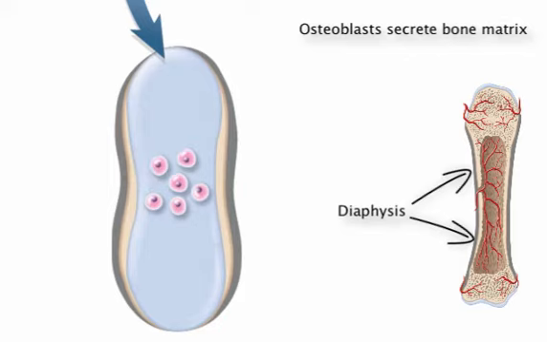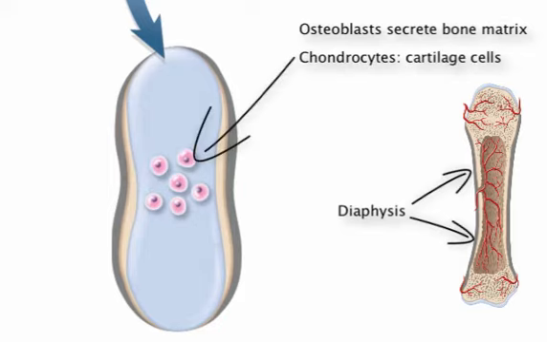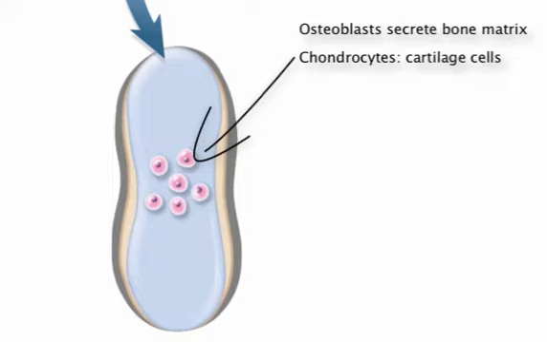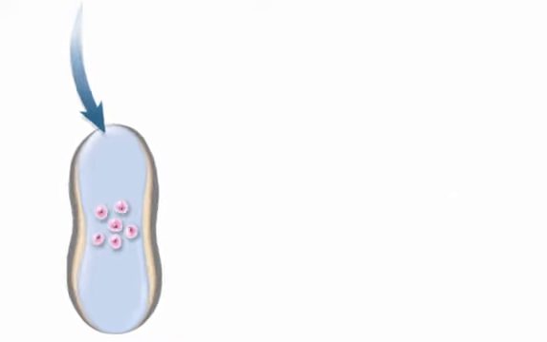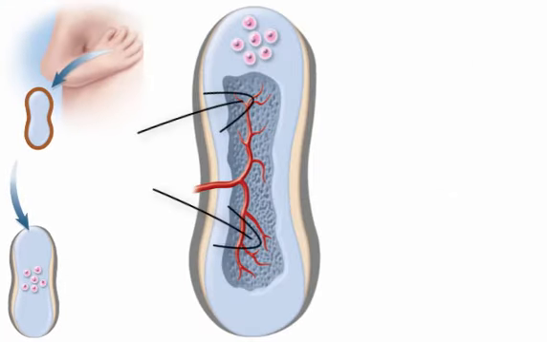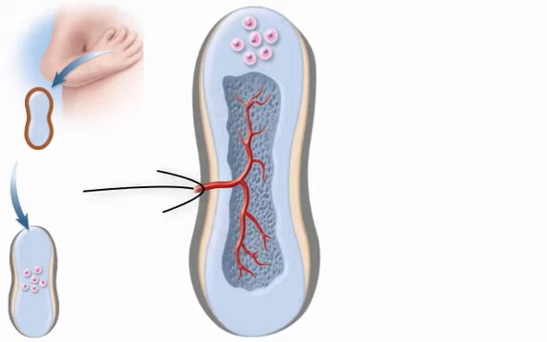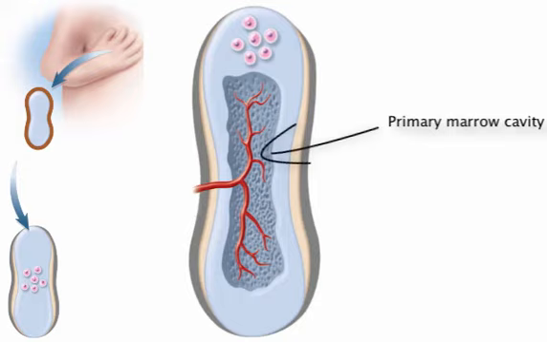diaphysis. Meanwhile, the chondrocytes, or cartilage cells, in the middle of the model begin to enlarge. This forms what's called the primary ossification center. The chondrocytes get so large that they form a cavity in the middle of the model. Blood vessels penetrate the area and bring stem cells into the cavity. The cavity then spreads throughout the model and becomes the primary marrow cavity of the future diaphysis.